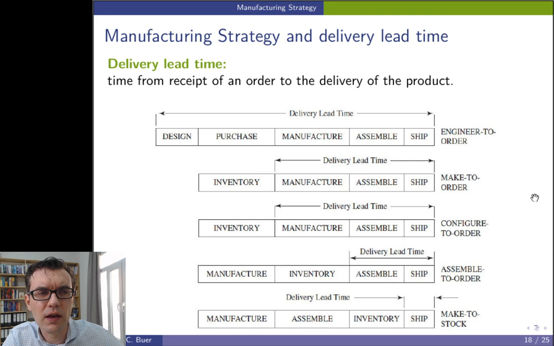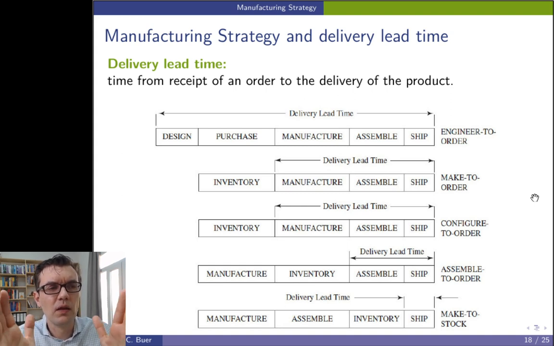We have another strategy, assemble to order. Here we already manufactured some products, they are on inventory, and as soon as we receive the order, we only assemble the products and ship the final product to the customer.